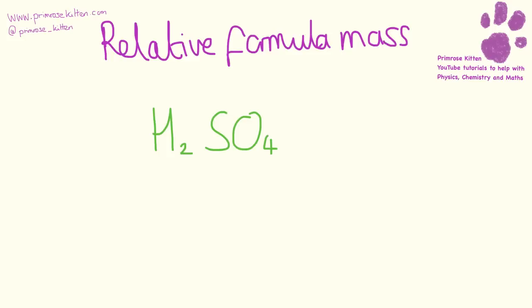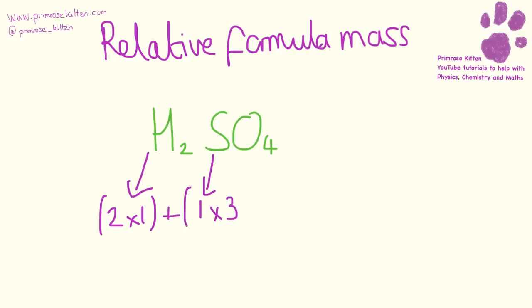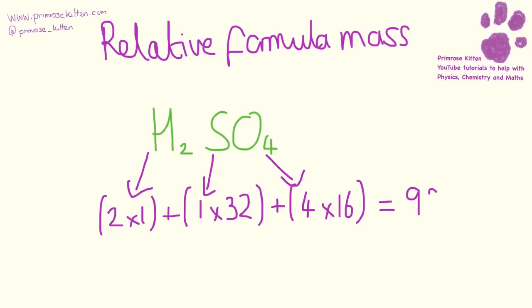First of all, we're going to look at relative formula mass, and you need to use your periodic table to work out how much each of these things weigh. So hydrogen, we have two of them. They weigh one each. We have sulfur. We have one sulfur, and it weighs 32. And we have four oxygens and they weigh 16 each. If we add all of those together, we are going to get a mass of 98.